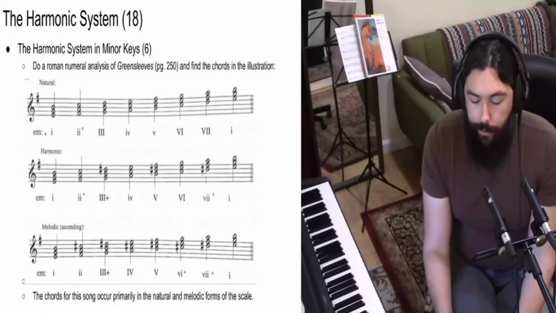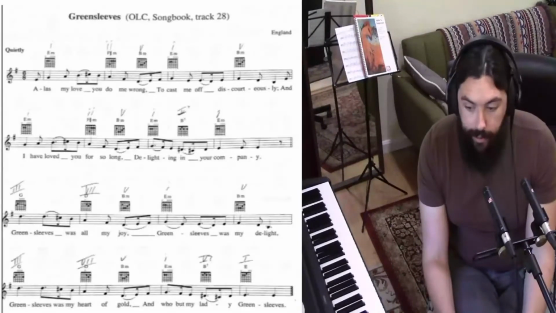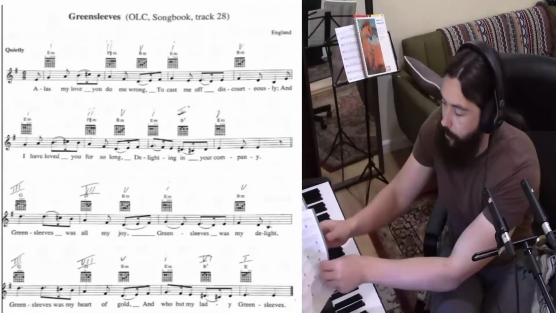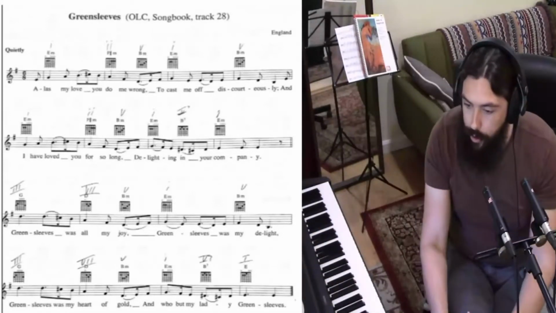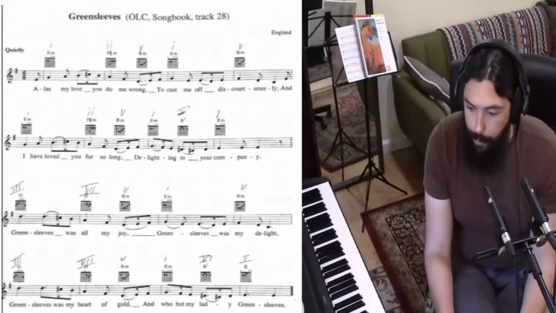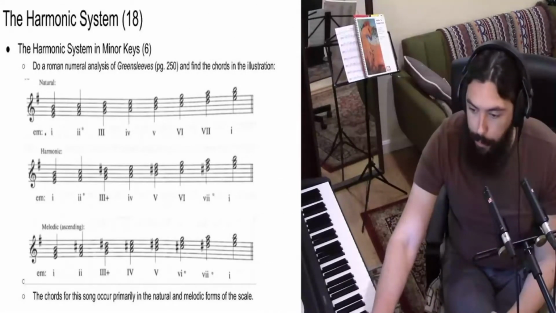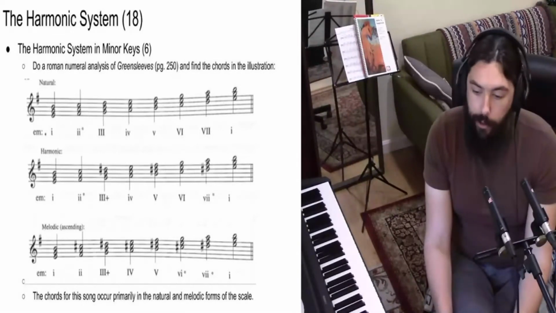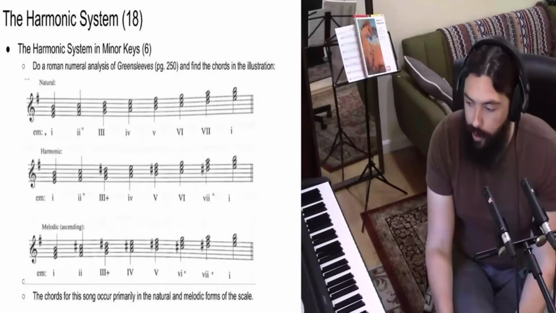So now if you can do a Roman numeral analysis of Greensleeves, right, on page 250 in your book, and here you'll notice that Greensleeves borrows from natural, harmonic, and melodic minor scales, right?